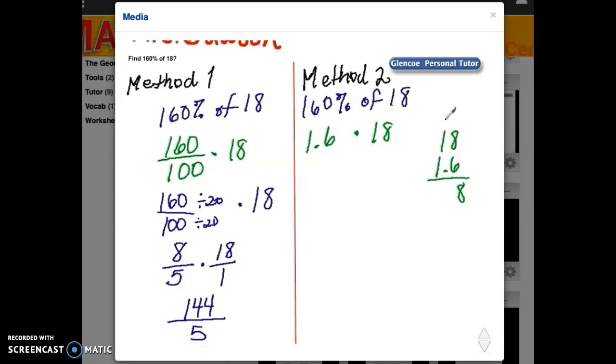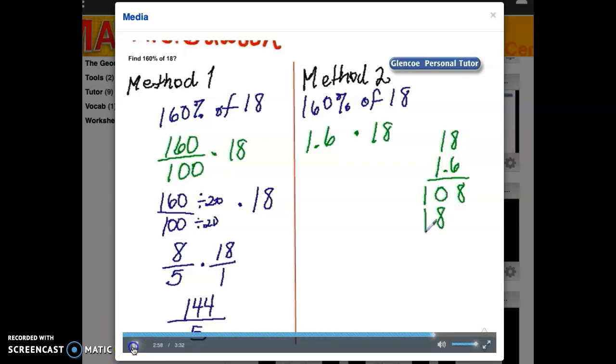8 times 6 is 48. 1 times 6 plus 4 gives us a 10. 8 times 1 and 1 times 1. She should have written a 0 here. That would have made it easier. You guys know how to do multiplication like this. So when you do 6 times 8 is 48, your 4 would be carried over here. 6 times 1 is 6, plus that 4 is 10. And then when you go to your next number, you always put a 0 there. And then add.